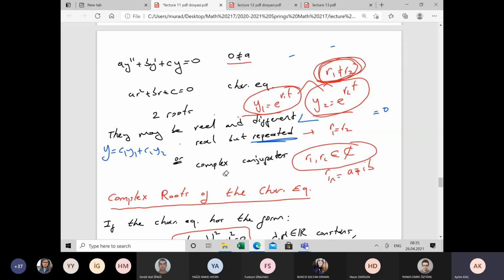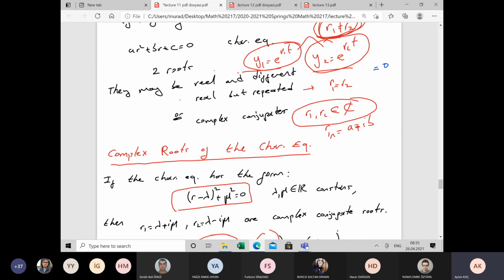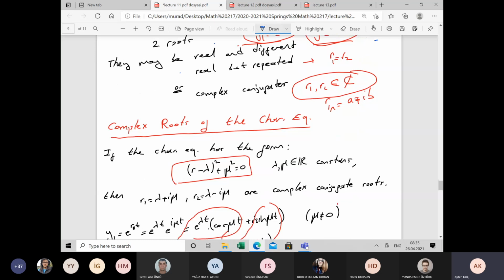complex roots, complex conjugates. Let's consider this case. If the characteristic equation has this form, (r minus lambda) squared plus mu squared, where lambda and mu are real numbers, constants, then solving for r we obtain two roots.